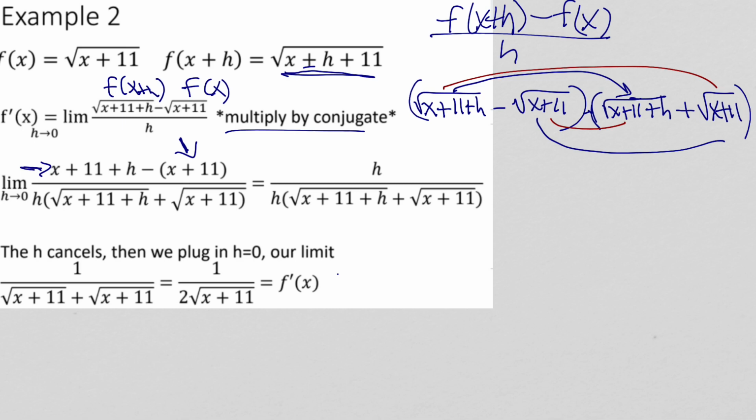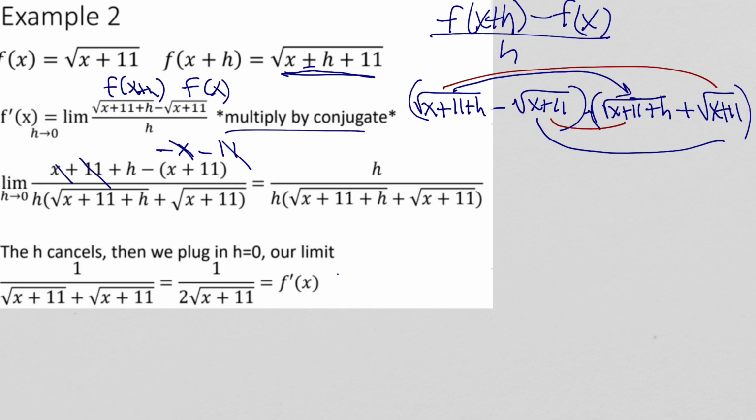So let's take a look at this. What's going to happen here? I need to distribute this negative inside, so it's going to become negative x and minus 11. So the x's are going to cancel. The 11's are going to cancel. And all I'm left with on the top of the numerator is h.